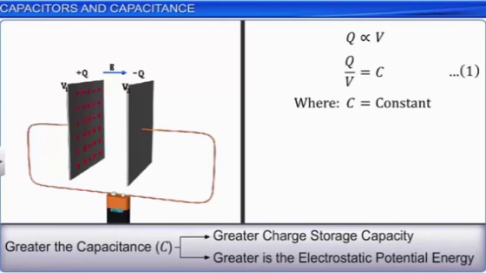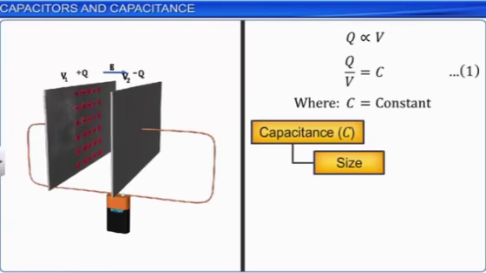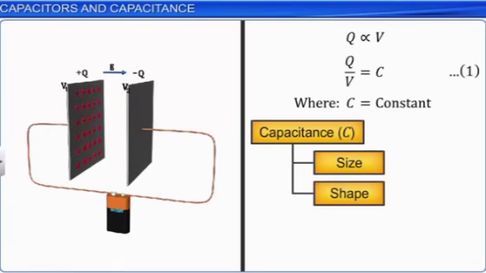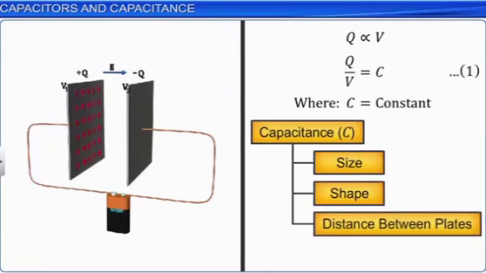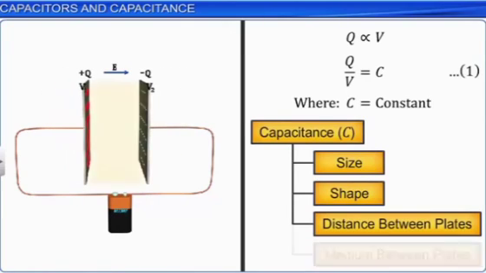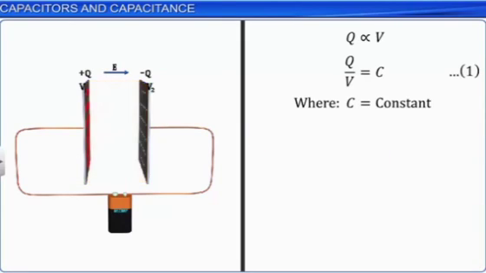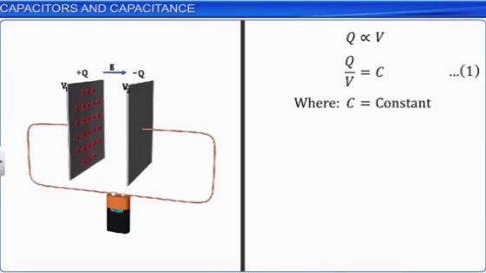The capacitance C depends on the size, shape, distance between the plates, and also the medium between the plates. The SI unit for capacitance C is the ratio of SI unit of charge to SI unit of potential difference, which is Coulomb per volt. It is also referred to as farad, named after the English physicist Michael Faraday.